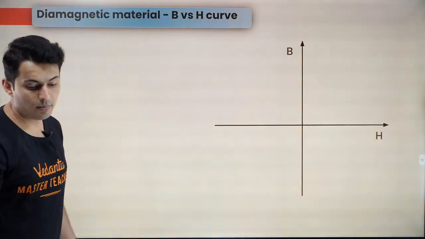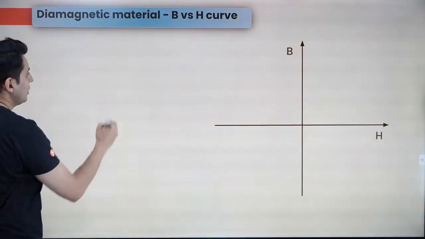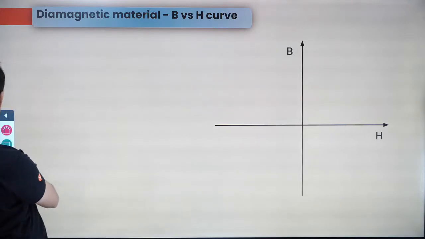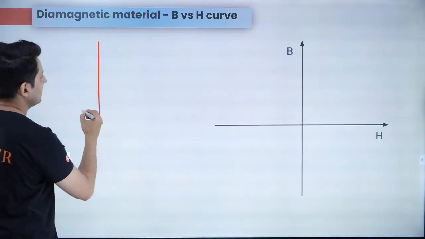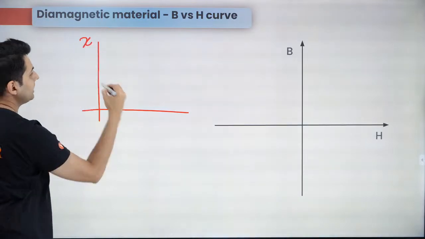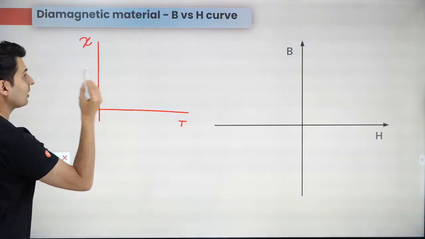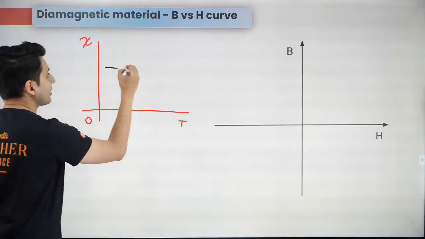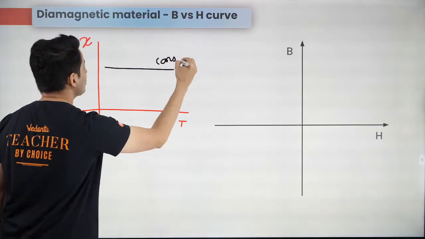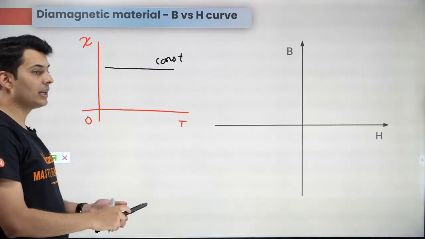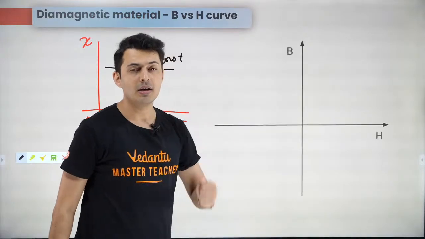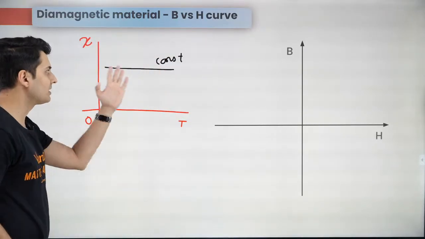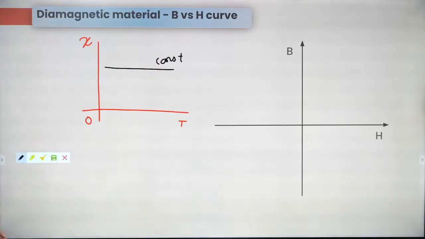And another important graph is, how does the susceptibility change with temperature? For these materials, very important, it's a constant. So with temperature, the susceptibility, the behavior of these materials does not change, it's a constant behavior. So it's independent of temperature. Very important.